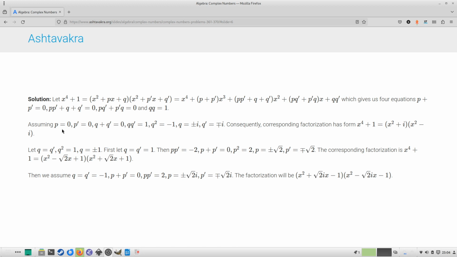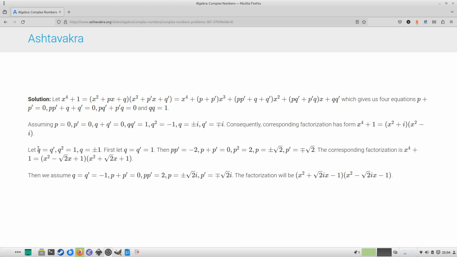Now we assume p is equal to 0, that makes p prime equal to 0. That also makes q plus q prime 0. But we are given that qq prime is equal to 1. So q square becomes minus 1 and q becomes plus minus i. So q prime becomes minus plus i. So now we see that the factorization is of the form (x square plus i) into (x square minus i).